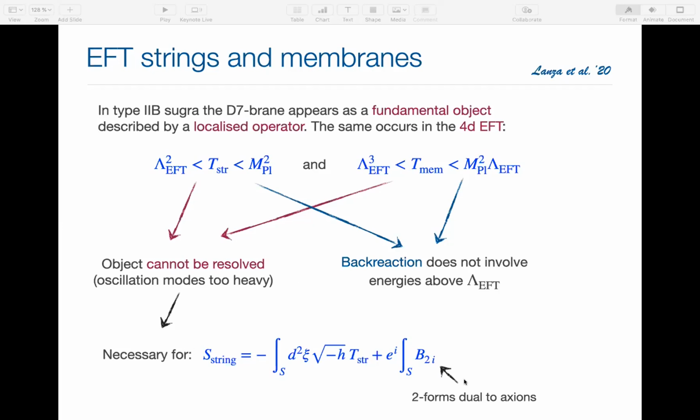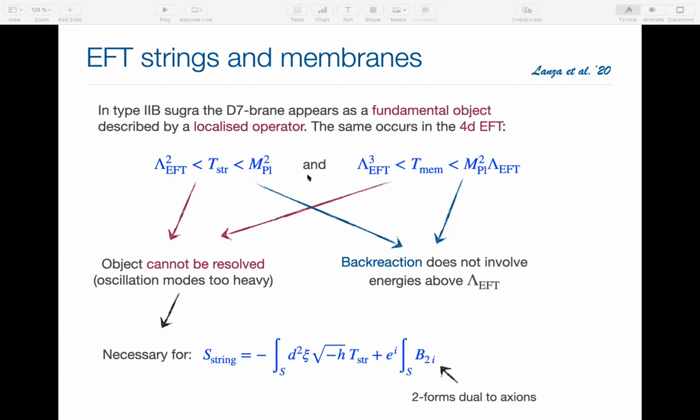As such, just like these membranes, we will not be able to resolve it in the effective field theory, which means that the tension associated to the string has to be bigger than the cutoff squared of the EFT, and smaller than the Planck mass. I mean, this is something that you can ask for your objects. Also, we did it in the previous paper for membranes.